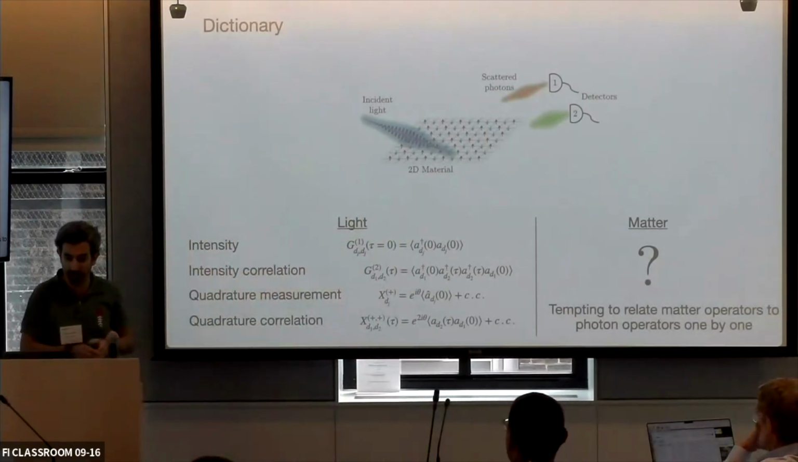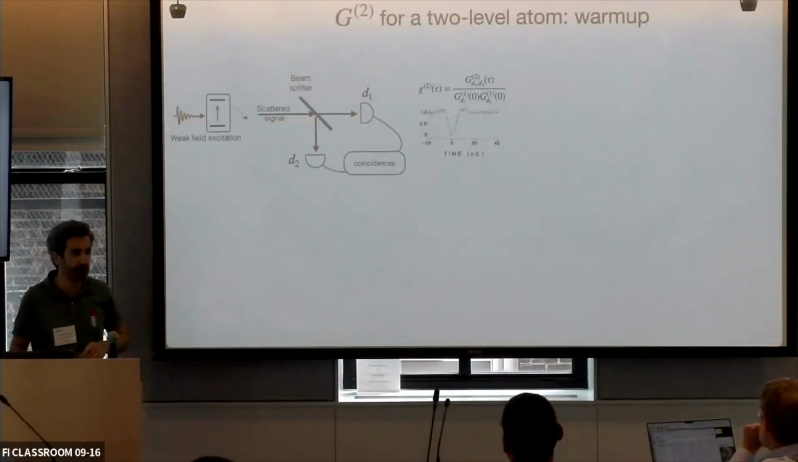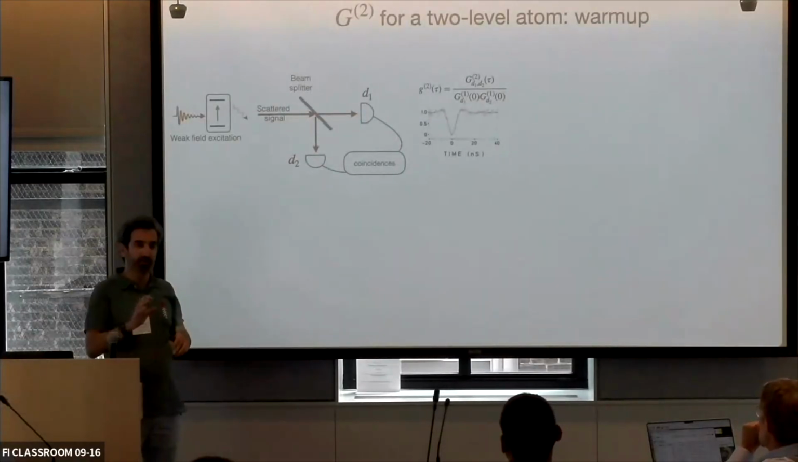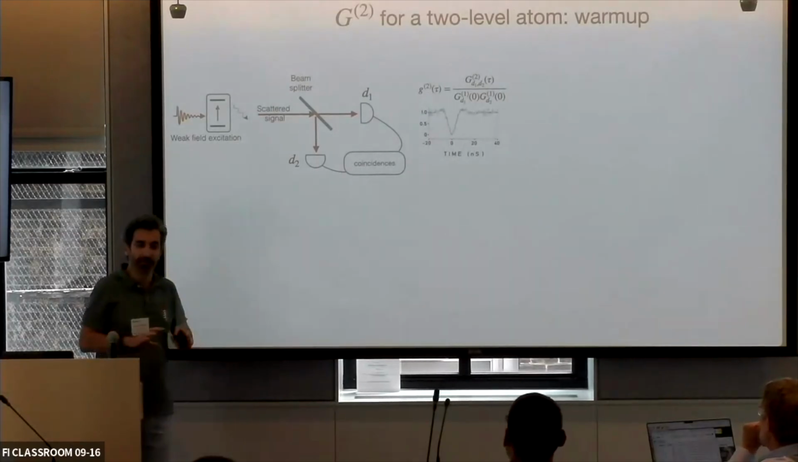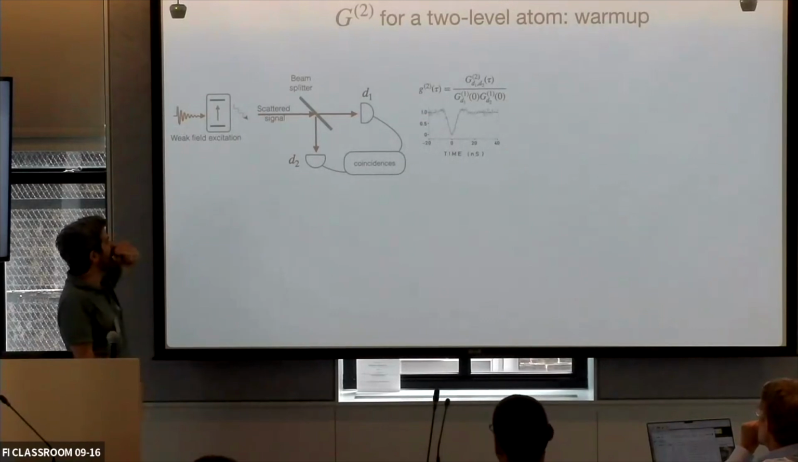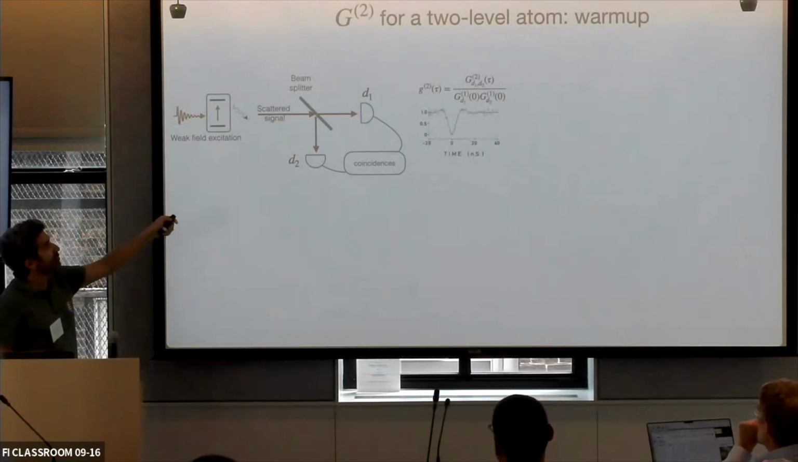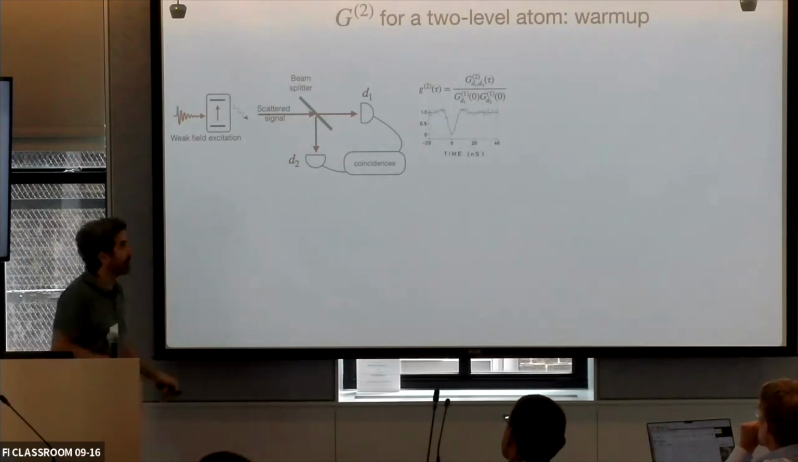So it would be one-to-one correspondence. It's like that, but it's a little bit more complicated. So why is it complicated? I can explain it in a two-level system. I love two-level systems because they're simple and easy to understand. So let's go to the G2 correlation function of a two-level system. It cannot get easier than that.